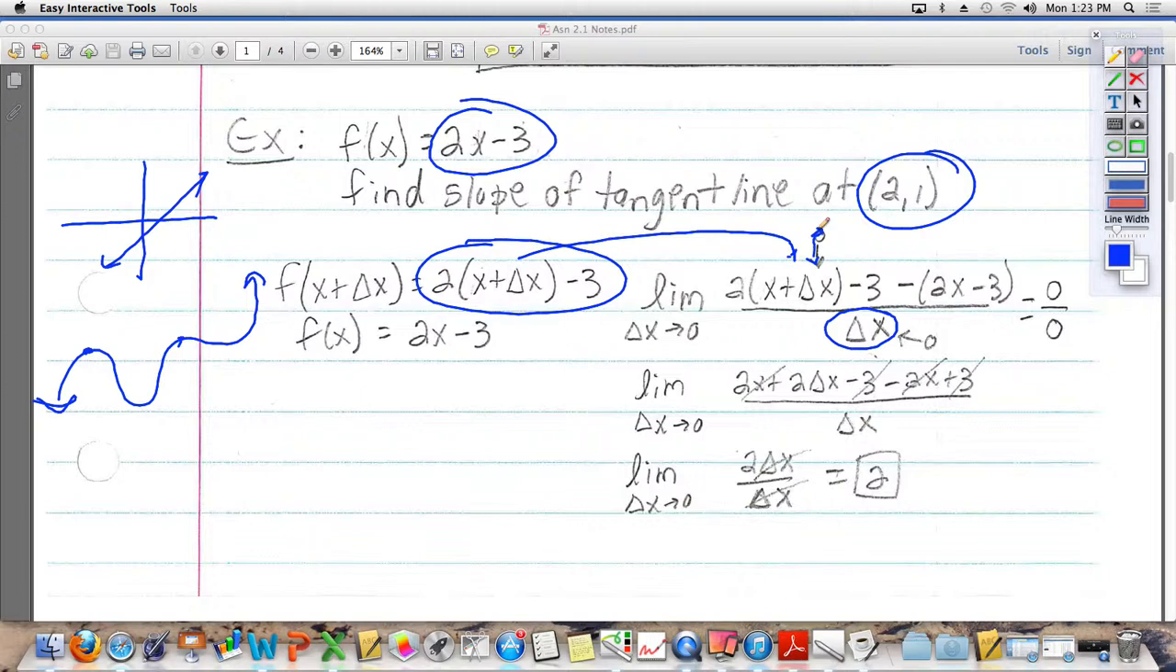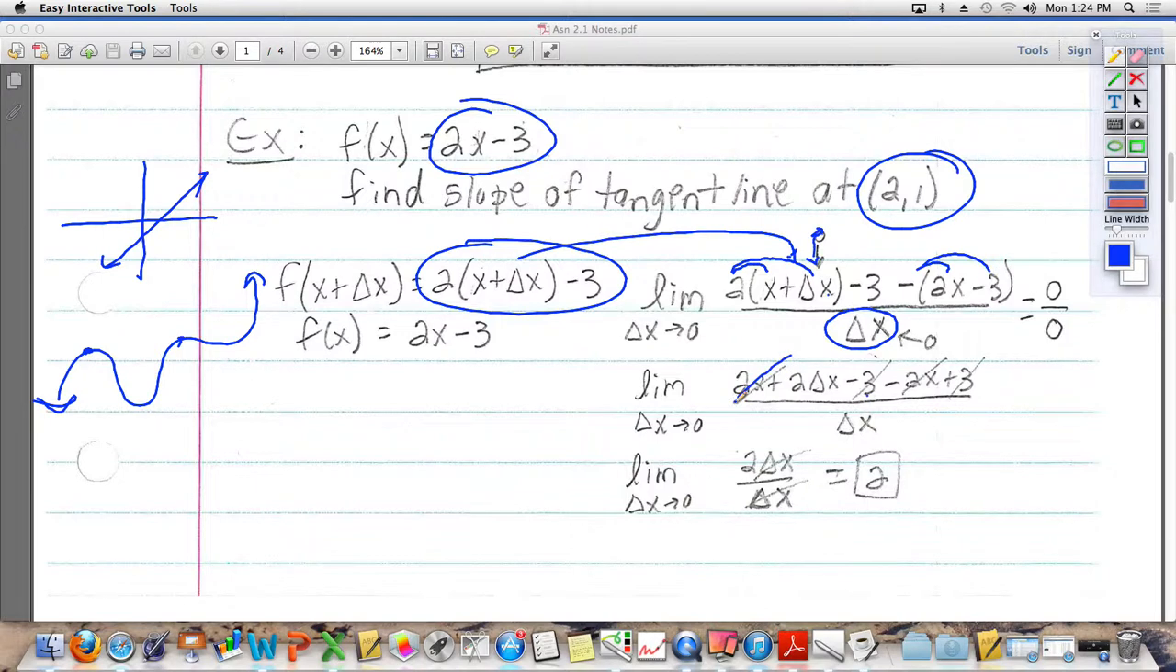Indeterminate, you need to do algebra. All right? So, I go back to the original problem. I distribute a 2 into the parentheses. So we have 2x plus, and then 2 times the change in x. We still have a minus 3. And then that negative needs to be distributed into the parentheses. So we have a minus 2x and a plus 3, all over the change in x.